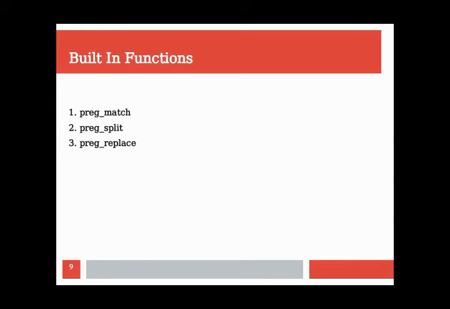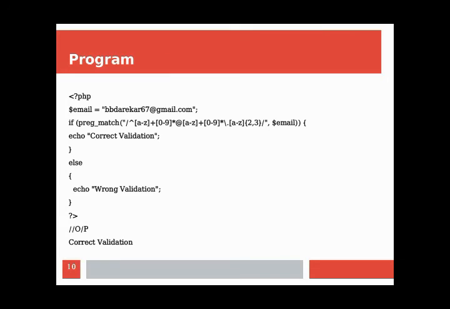Then next is preg_replace, the function for replacing. So here the preg_replace function is used for searching and replacing a pattern in a string, and the syntax of it is preg_replace in brackets pattern, comma, replacement, comma, string. This function takes an optional fourth argument limiting the number of replacements made. Here we will see the program examples.